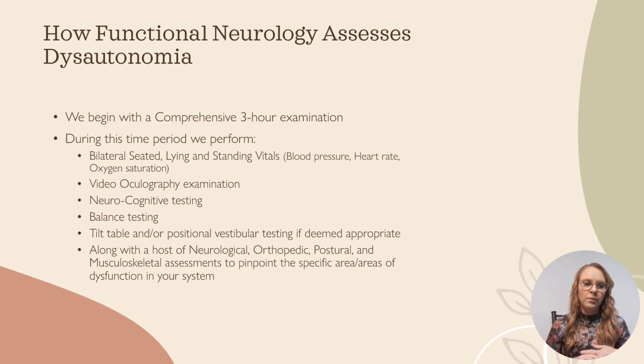So after all of that baseline objective testing, we also do a host of neurological, orthopedic, postural, and musculoskeletal tests. You are in with a doctor for multiple hours, and they're checking to see what those systems are doing and how they're functioning together. So do you have a neurological finding that also correlates with the things that we're seeing on your eye exam? Do you have an orthopedic finding that correlates to how that soft tissue is doing, which correlates to how the brain's firing those muscles?